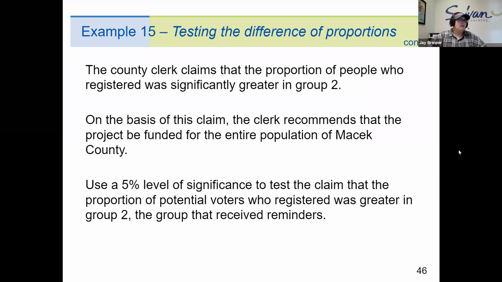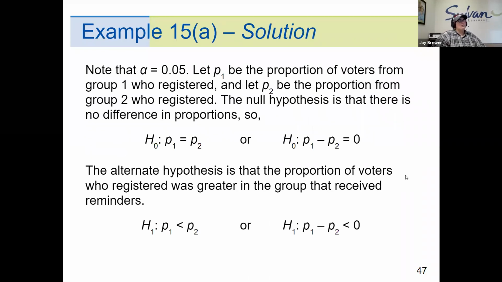350. The county clerk claims that the proportion of people who registered was significantly greater in group 2. On the basis of this claim, the clerk recommends that the project be funded for the entire population of the county. Use an alpha of 5% or 0.05 for significance to test the claim that the proportion of potential voters who registered was greater in group 2, that group that received the reminders. Note that alpha is 0.05.